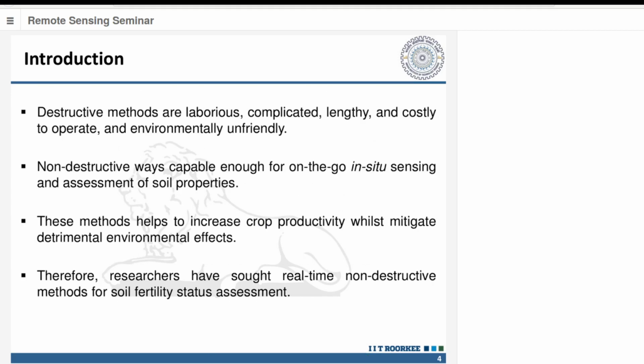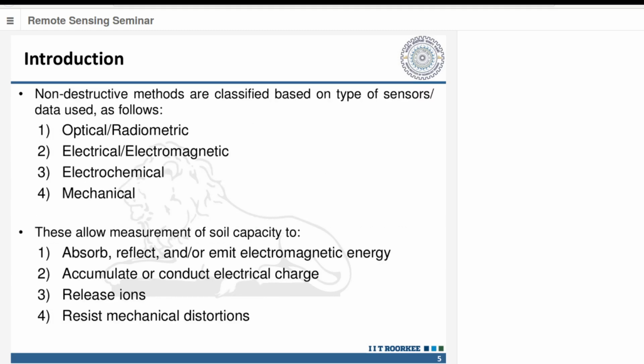Destructive methods are quite laborious, complicated, lengthy, and costly to operate, and also not environmentally friendly. Non-destructive ways are capable of on-the-go in situ sensing and assessment of the soil properties. These methods help to increase crop productivity while mitigating detrimental environmental effects. Therefore, many researchers have sought real-time, non-destructive methods for soil fertility status assessment.